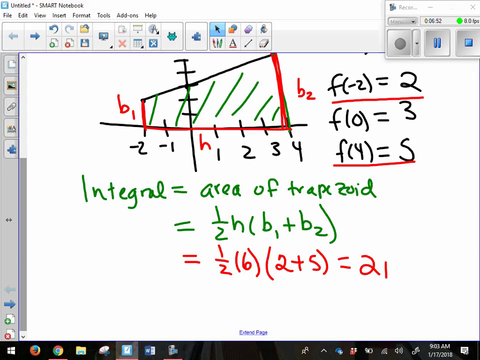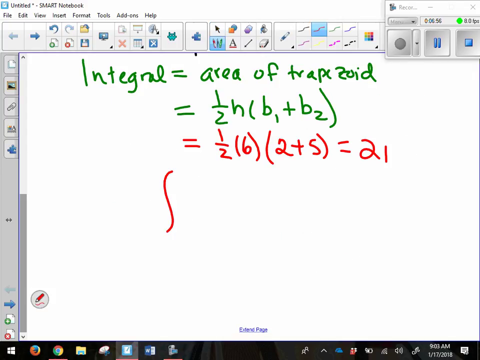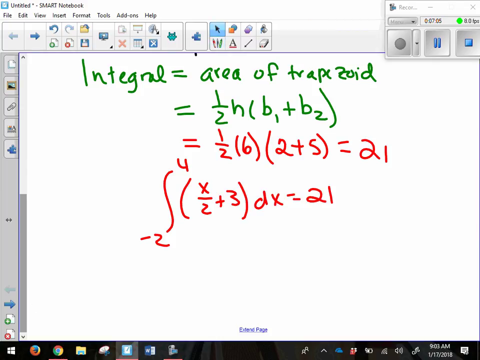Yes, I would say that, if you wanted to take it one step farther, the integral from -2 to 4 of x over 2 plus 3 dx is equal to 21. Okay.